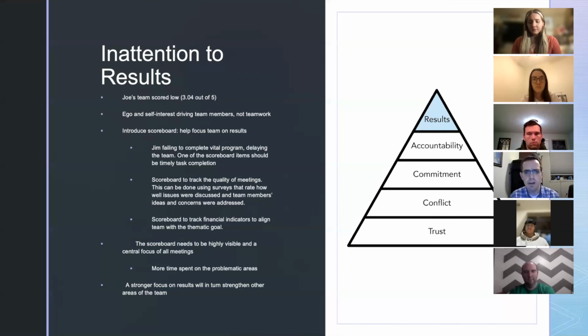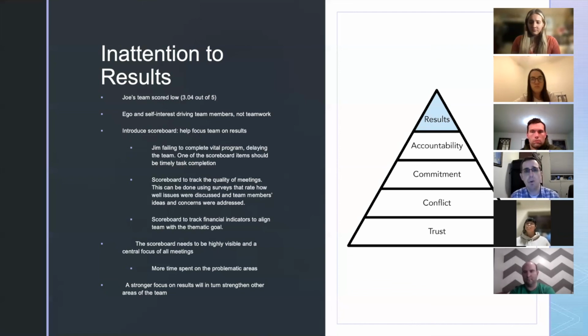In each meeting, the scoreboard should be discussed to gauge how well the team is rallying around what is most important. More time should be spent in the areas that are doing the worst. So if one of these areas is doing really poorly, you should spend the majority of the time in that area. And it should be placed in highly visible areas, workstations, emails, posted on walls, so that people can't miss it.